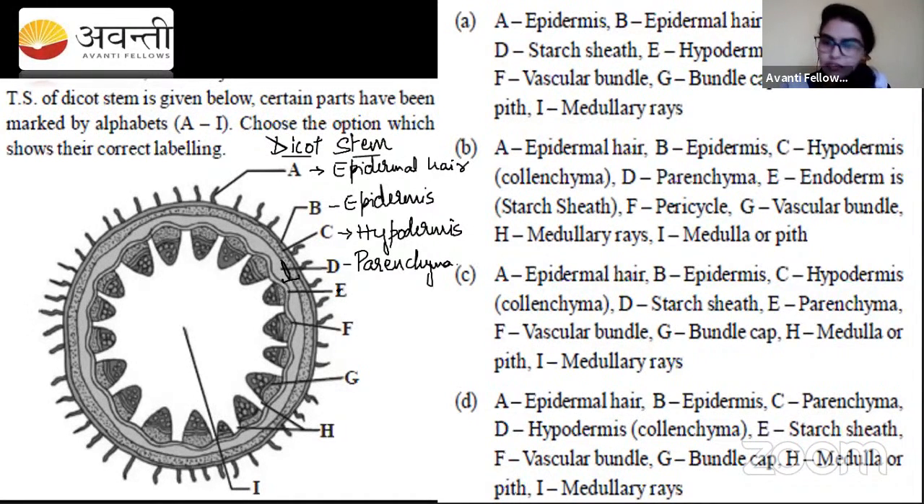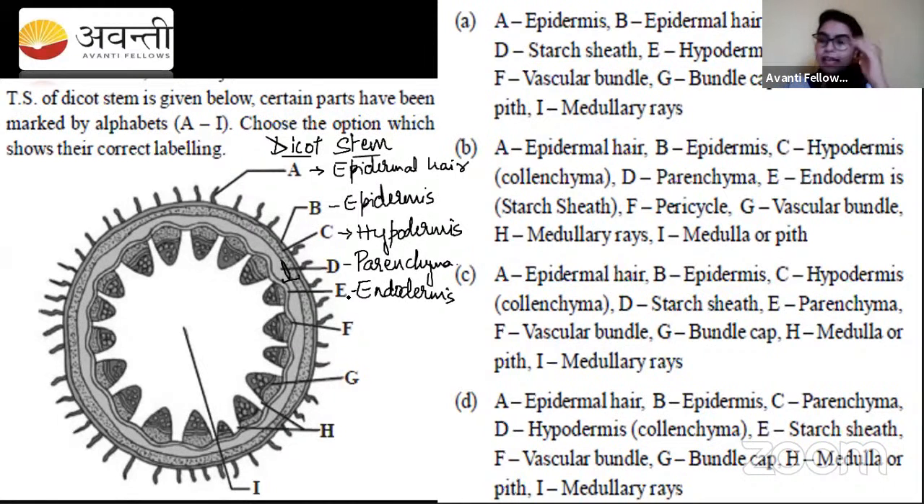After the cortex we come to the endodermis. So E refers to the endodermis. Usually the endodermis is called the starch sheath because these cells contain starch granules. So this much you know, right? And there is a deposition of suberin in the endodermis, and that deposition we call the Casparian strips, or the Casparian stripes. You can call it anything.